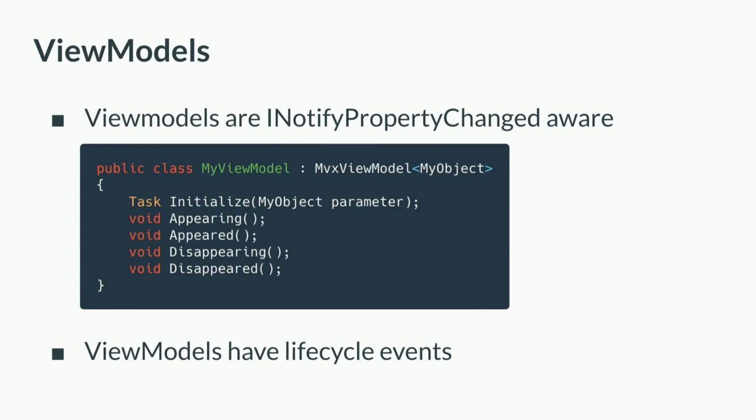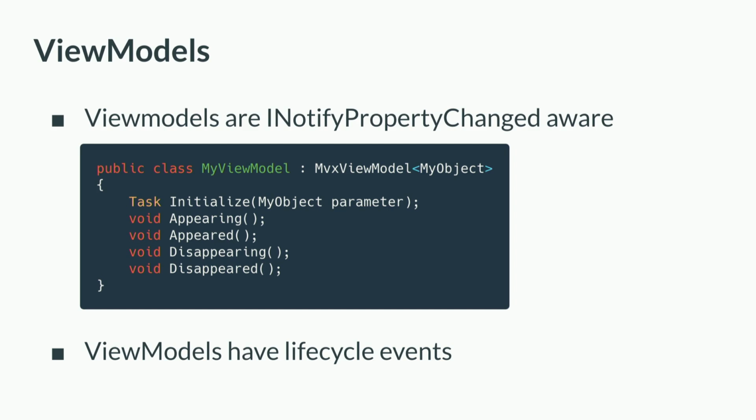So how does MvvmCross work? Of course, because it's MVVM, it's got view models. And in this case, it's got a specific sort of view model. And as you can see here, it starts with MVX. And that's basically the convention that's used everywhere in MvvmCross. All the classes, all the bases are starting with MVX. So when you start typing in your editor, type in MVX, and it will auto-complete the rest for you, what's available at that moment. Very convenient.